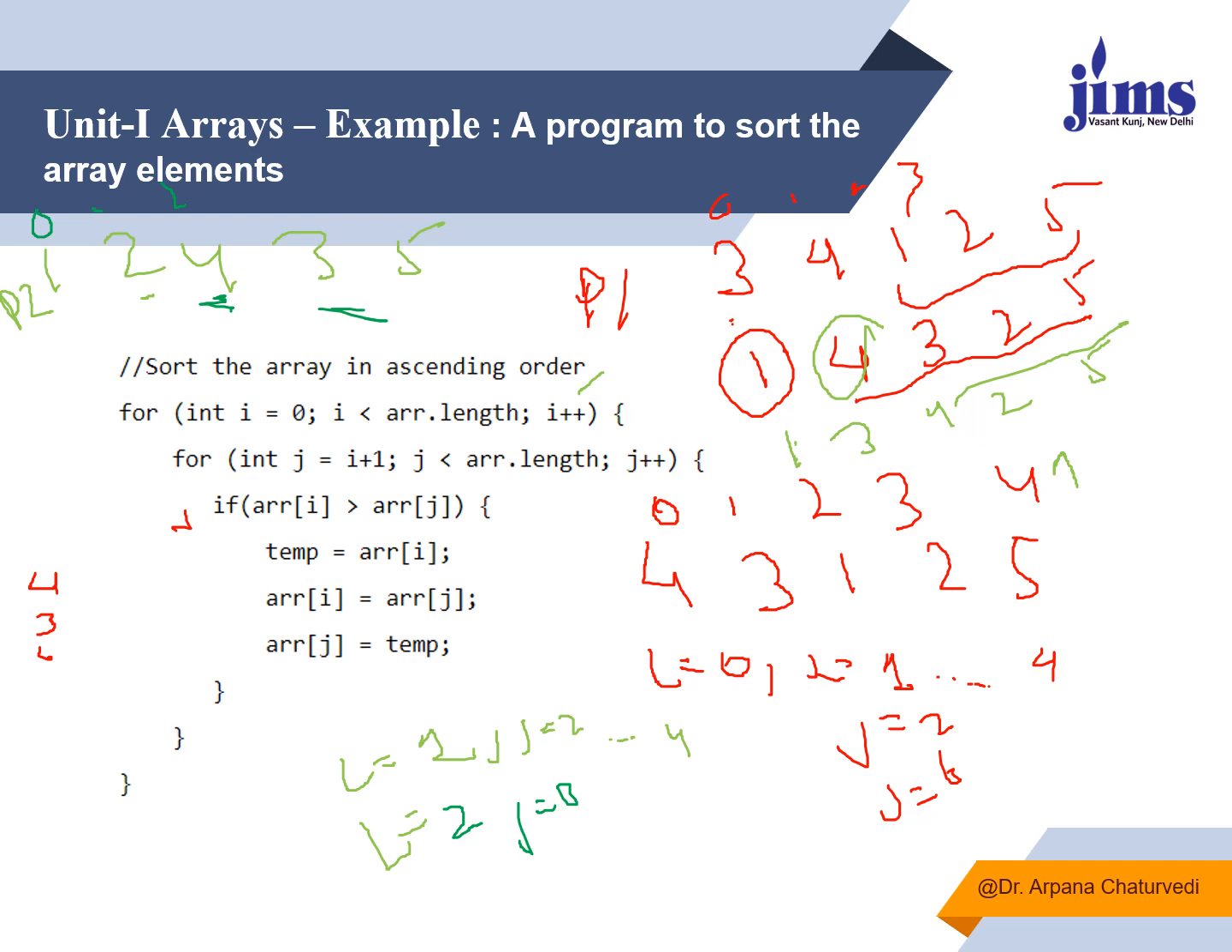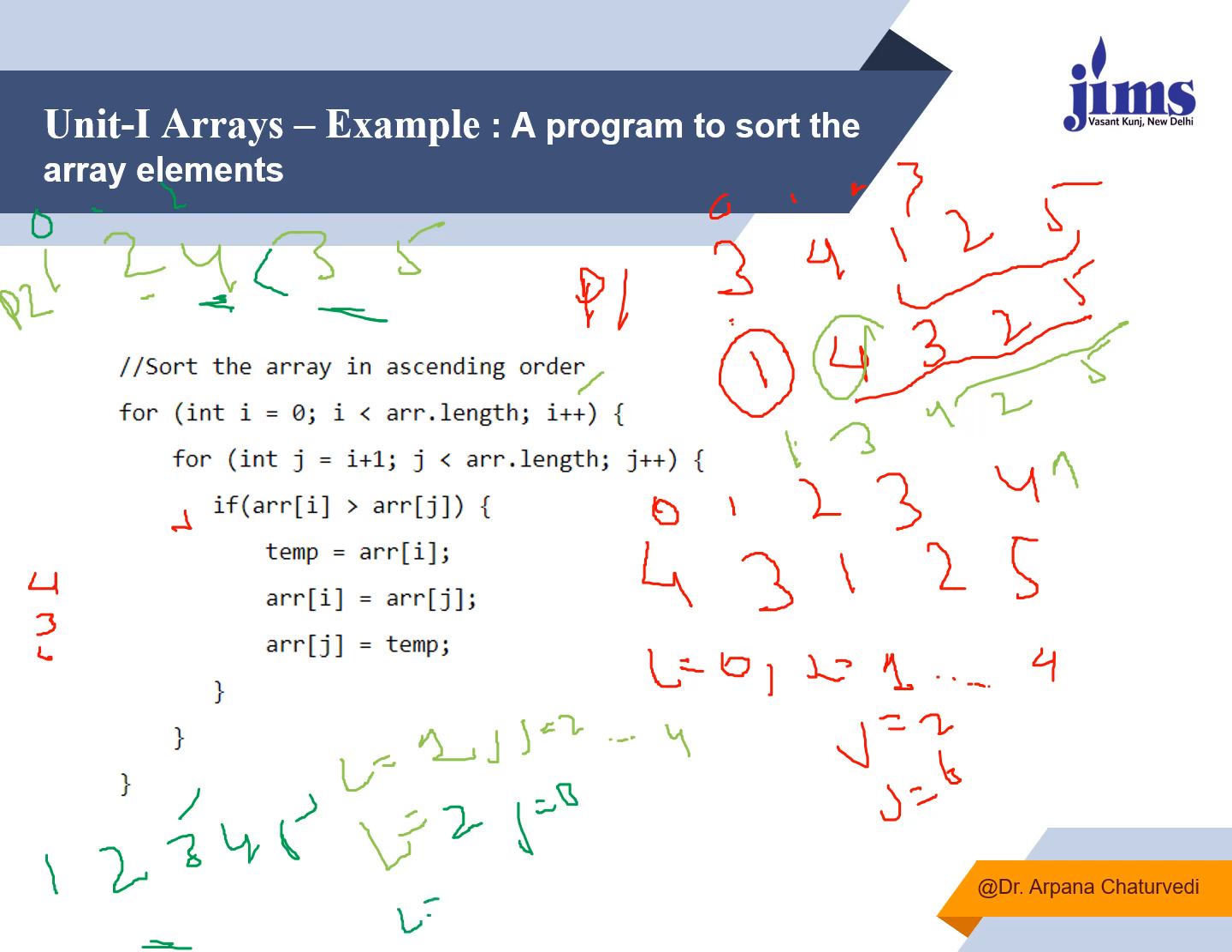So 4 will be compared with 3. Yes, 4 is greater than 3. They will be swapped. So it becomes 1, 2, 3, 4, 5. Again this 3 will get compared with 5. Will it swap? No, no swapping will be done.